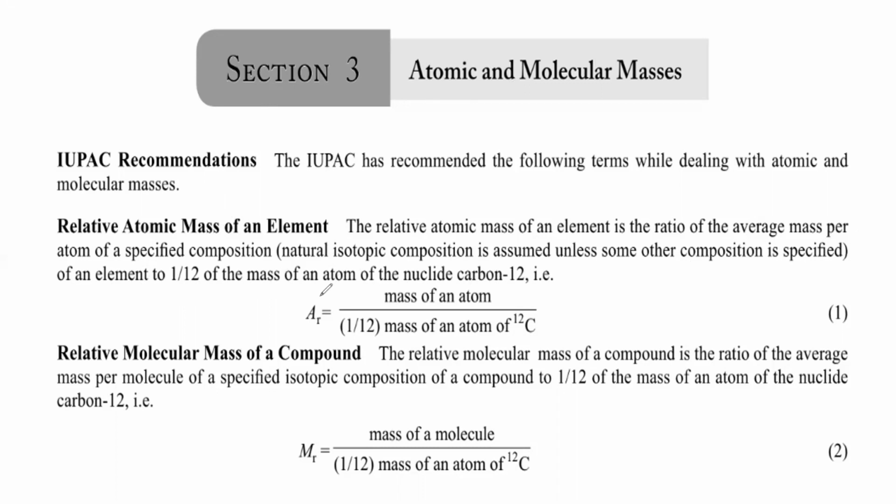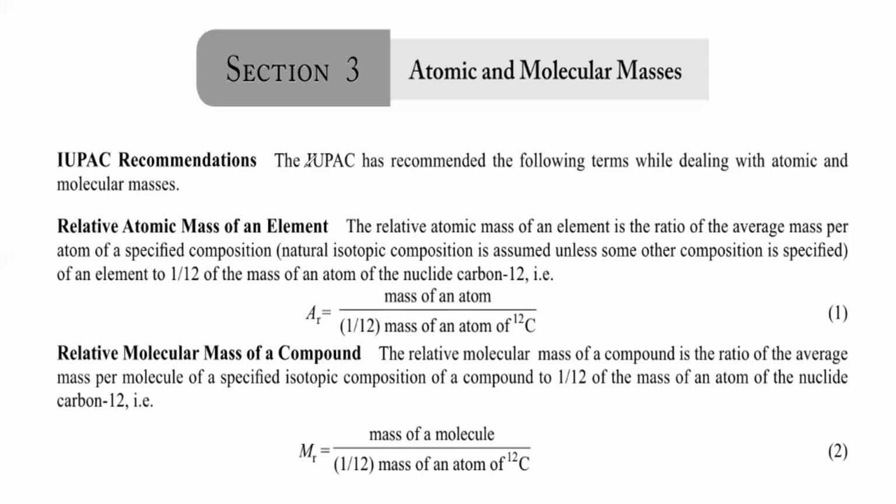For example, I told you the atomic mass of oxygen is 16. How did it come to be 16? Because it is considered with a standard comparison, that is the mass of an atom divided by 1/12 of the mass of a carbon atom. So if the atomic mass of the oxygen atom is 16, it means that oxygen is 16 times 1/12 of the mass of a carbon atom. Oxygen is how many times? 16 times 1/12 of the mass of a carbon atom. So this is called the standard comparison.